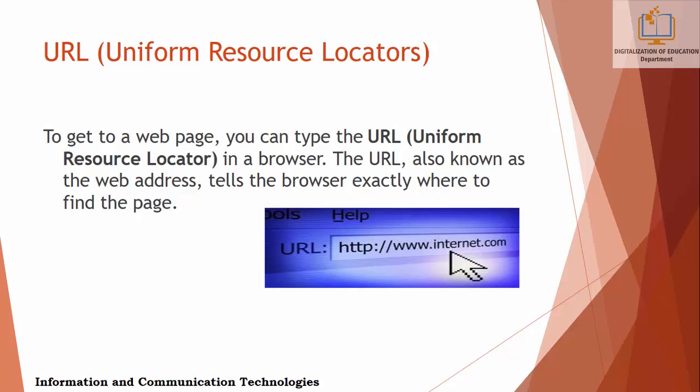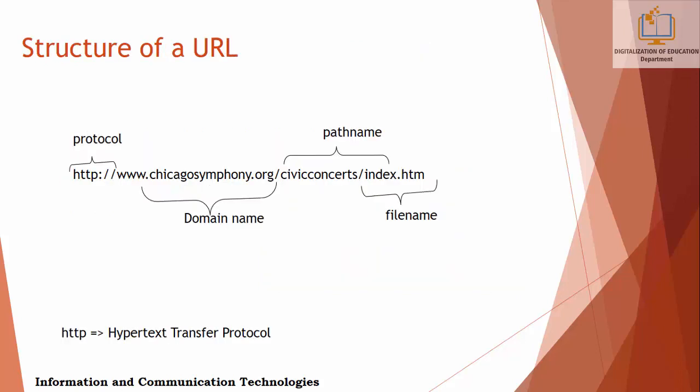URL, uniform resource locator. Firstly, to go to one site, we need to type some address in the address bar. So this is called URL. Also, we can say URL is a web address. To go to one page, we need a URL. Structure of URL: protocol, domain name, path name, and file name.